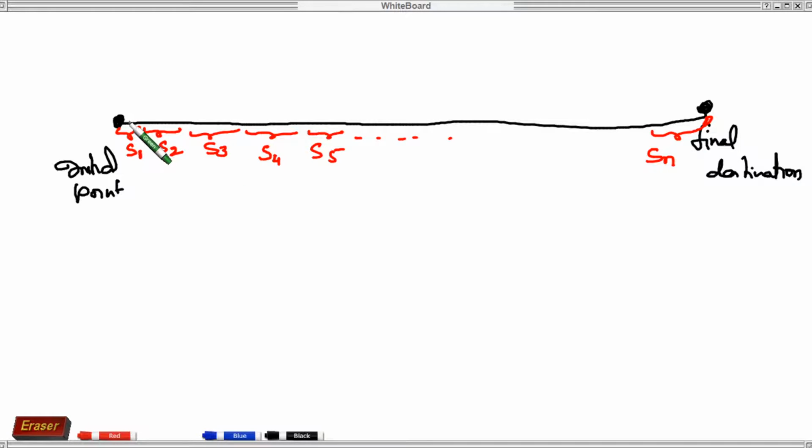Now the speed while traveling this distance S1, suppose is V1. While traveling this distance S2, speed is suppose V2. While traveling this distance S3, the speed is V3. While traveling this distance S4, speed is V4. While traveling this distance S5, speed is V5. And while traveling this distance Sn, the speed is Vn.